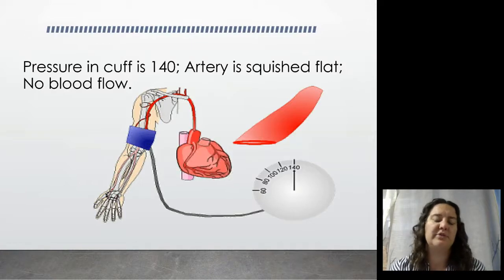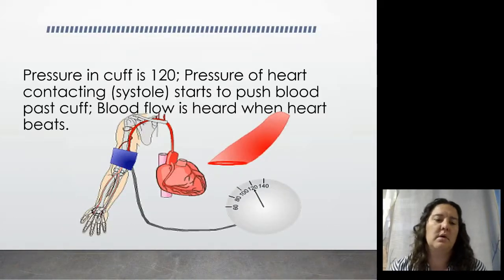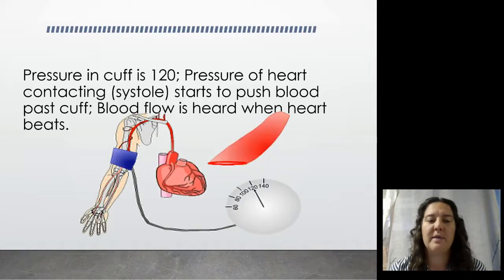So when you're using a blood pressure cuff, you want to wrap it around your upper arm and increase the pressure until there's no blood flow going through that artery. As the pressure slowly releases, at this point 120, the pressure of the heart contraction starts to push blood past the blood pressure cuff, and then blood flow is heard when the heart beats. This is why they always put a stethoscope underneath, and then they have that in their ears so they can listen for when the sound of the blood begins in that artery.